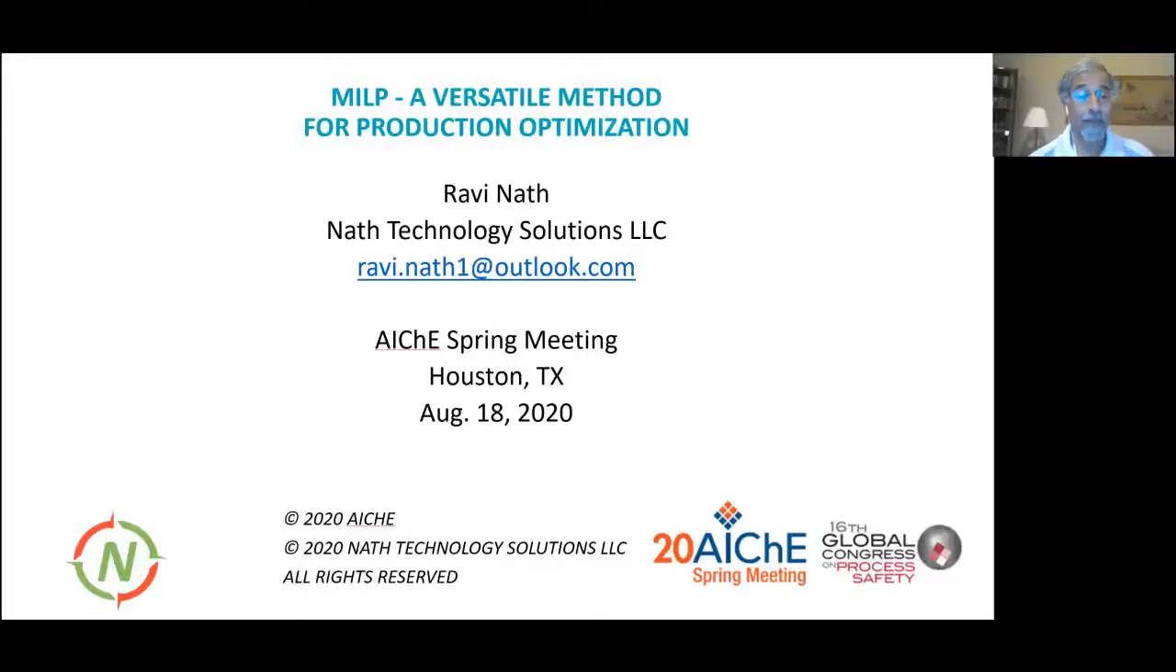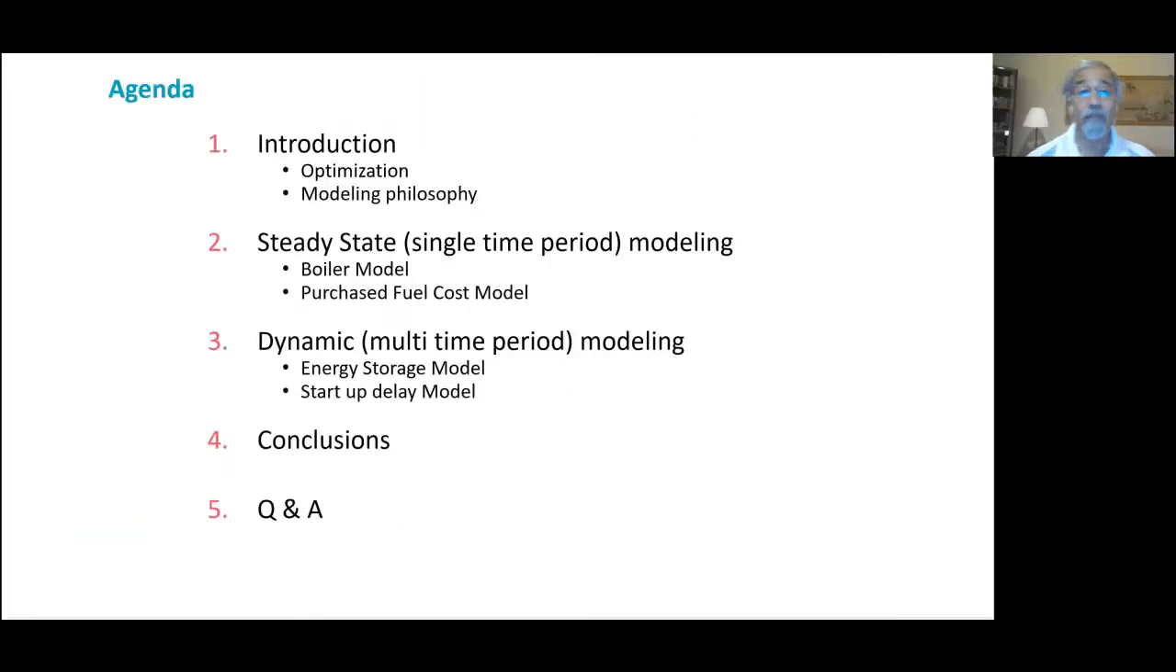Hello, good afternoon. The topic of my presentation is MILP, a versatile method for production optimization. The agenda for the presentation is a brief introduction, followed by several examples, and then we conclude with questions and answers.